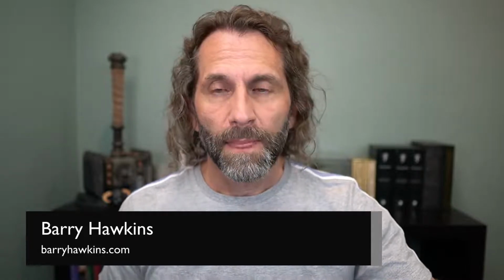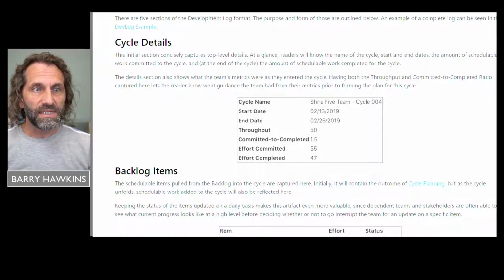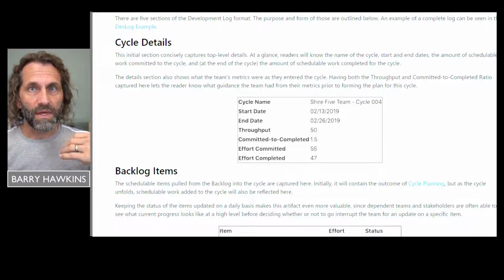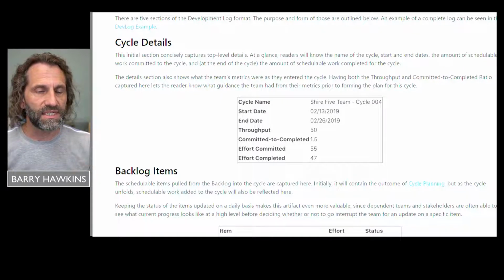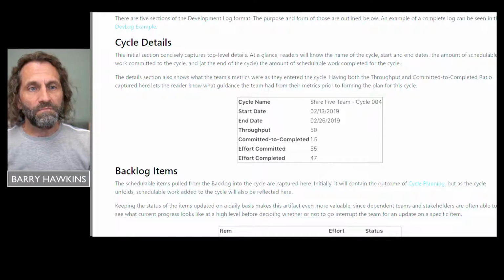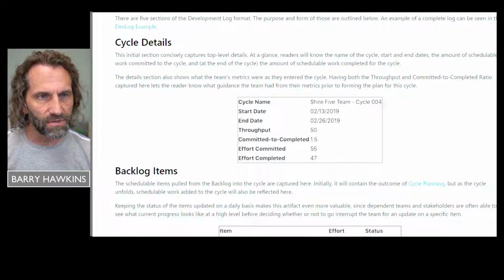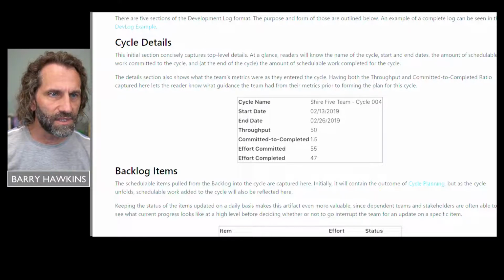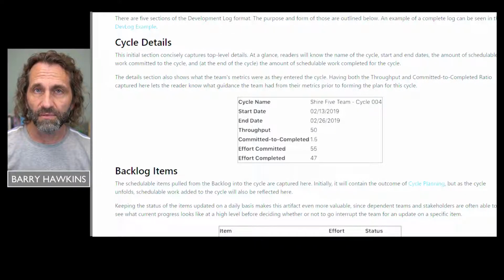All right, so beginning with cycle details. Cycle details is meant to be just a concise table that captures key information that identifies this development cycle and tells you a bit about its existence, when it starts and ends, and key aspects of metrics and effort. So you can see here in this fictitious example that's in the image, this team, whose name is the Shire 5 team, this is development cycle 4.